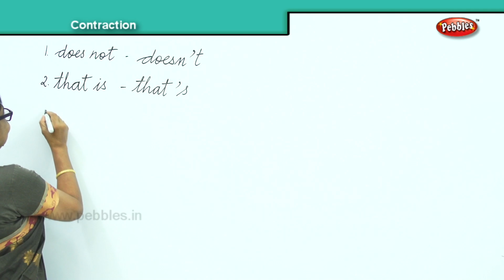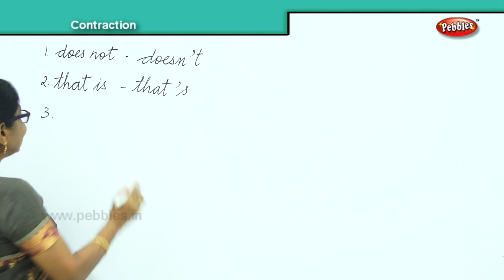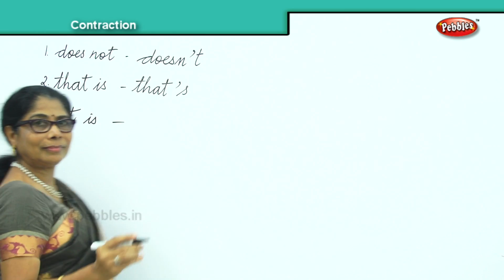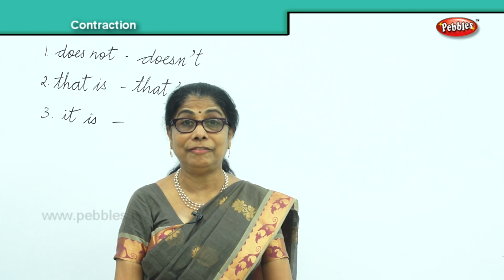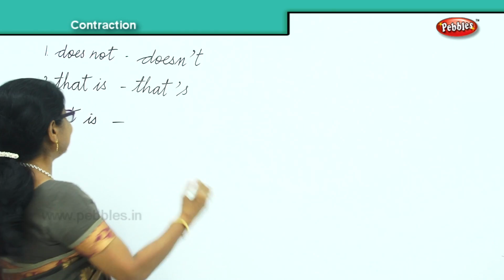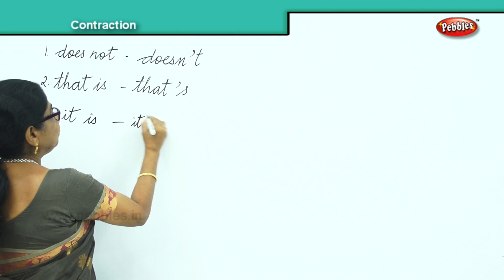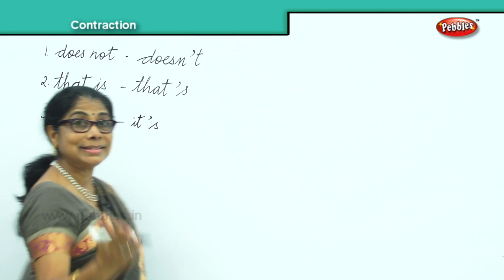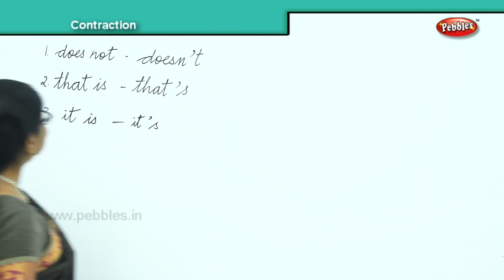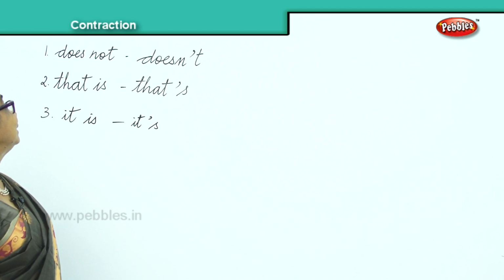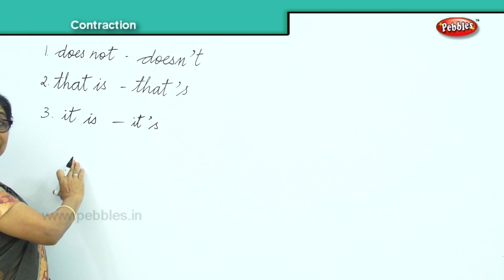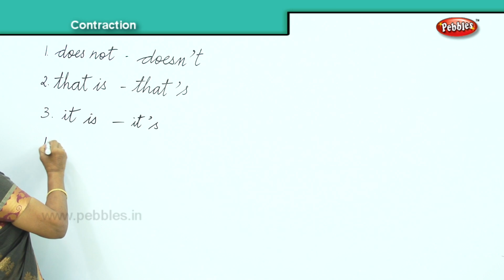Now, next one. Tell me this one. It is. It is an elephant. It is correct. So, you will say it's. You write it's. It's a girl. It's right. Okay. So, you will say does not, doesn't. That is, that's. It is, it's.